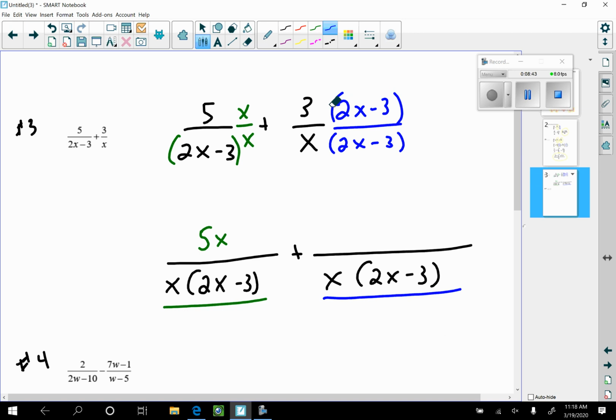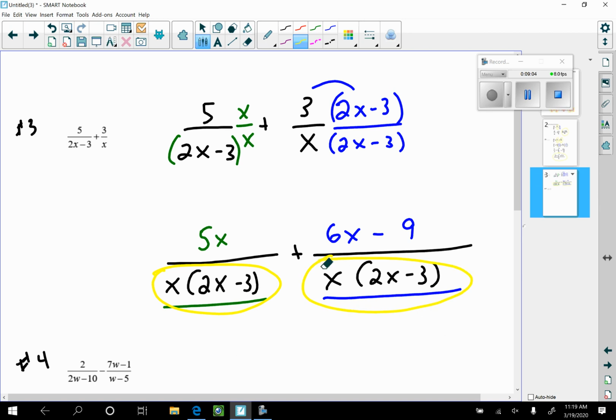And now I have to multiply this top out because I'm going to have to simplify the top. So 3 times 2x is 6x. And 3 times negative 3 is negative 9. So now I'm ready to add these fractions because I have like denominators. And here's my like denominators.